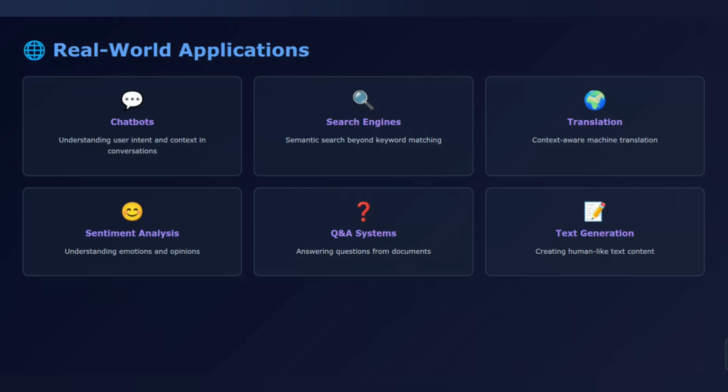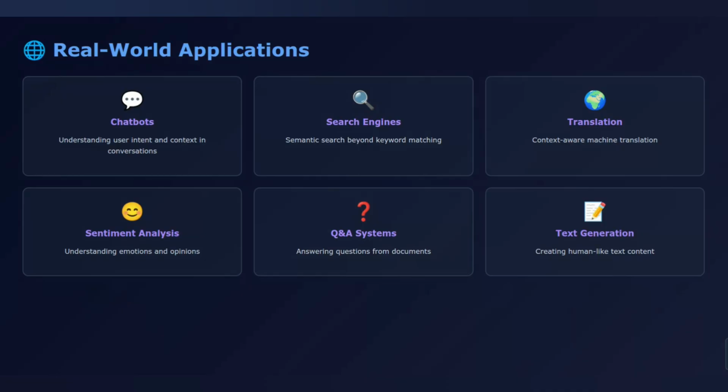Question answering systems like the ones that can read a document and answer specific questions about it. And text generation, creating human-like content, summaries, even code. These embeddings are literally powering the AI revolution happening right now.